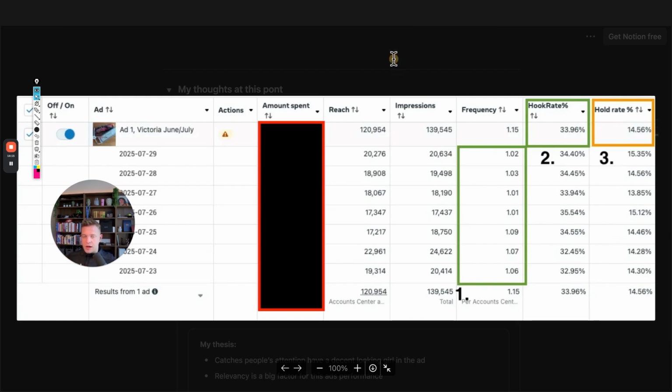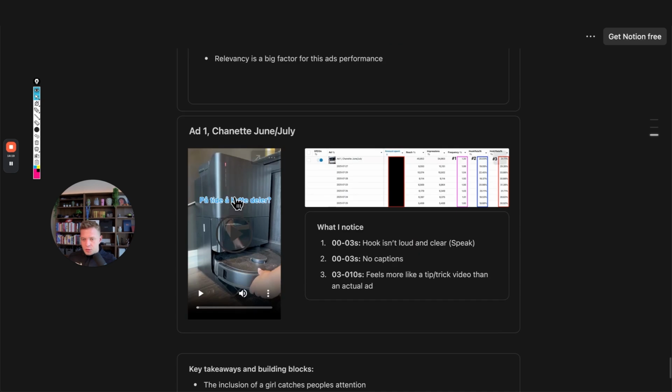I think after having analyzed this, if we go into the Jeanette one, then we can see that after the first 3 seconds, the hook isn't loud and clear. There's no captions really. There's just this caption in the beginning. And then from the 3rd to the 10th second, it feels more like a tip/trick video than an actual ad. Also because the sound quality is not that great. It feels more like a mommy hack video. Sorry for that. If we just go in here.